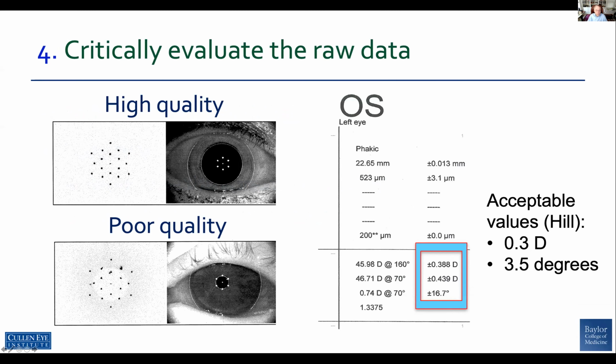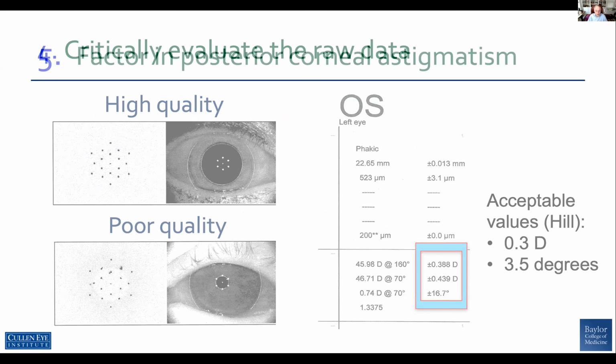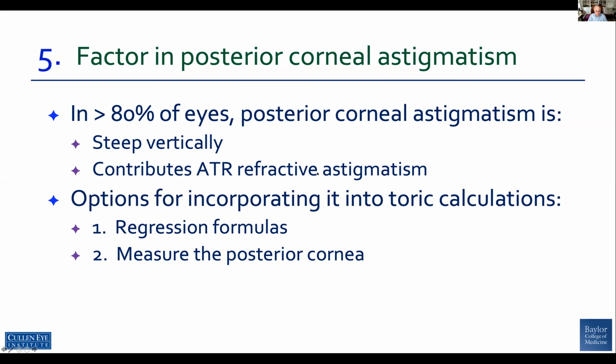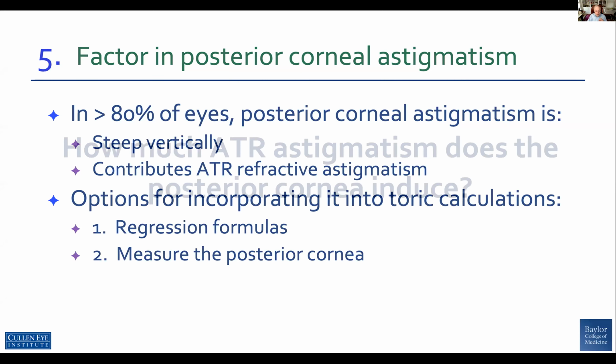How do we factor in the posterior cornea? We know the posterior cornea creates astigmatism, that in most eyes the posterior cornea is steep vertically, and it creates against the rule refractive astigmatism. So we can incorporate the posterior corneal astigmatism into our toric calculations 2 ways. We use regression formulas, or we can actually measure the posterior cornea and use that value.